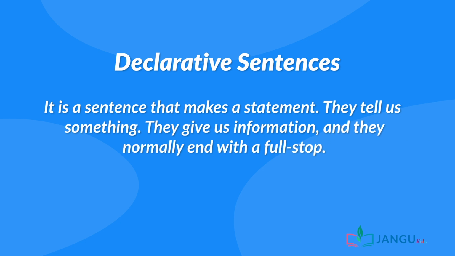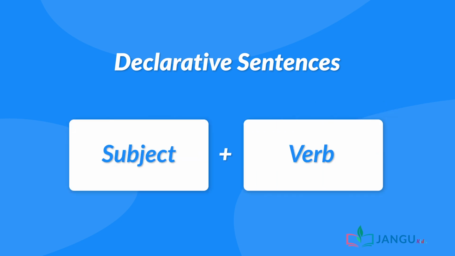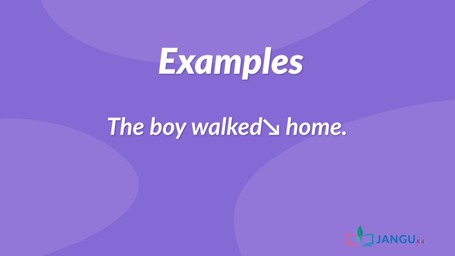Now, it is a sentence that makes a statement. They tell us something. They give us information, and they normally end with a full stop. The usual word order for the declarative sentence is subject plus verb. All declarative sentences have falling tones. For example, the boy walked home. Can you repeat it?